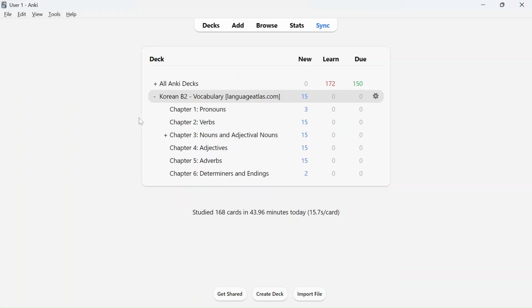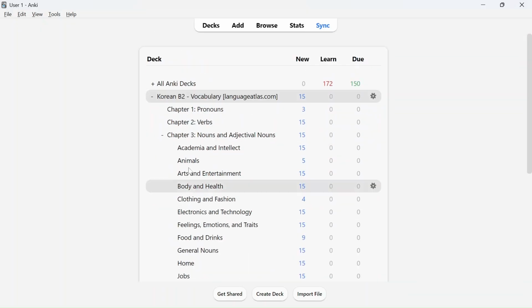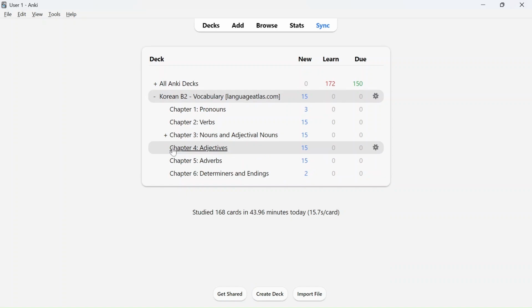That was my first point, which was to show the course structure. Now I'd like to go to my second point, which is to show the course content. I'll do so by having a look at 3 Anki decks within the overall Korean B2 vocabulary Anki deck. I will have a look at chapter 3, nouns and adjectival nouns, and to be a bit more precise, I will have a look at home. I will then have a look at chapter 4, adjectives. And finally, chapter 2, verbs.